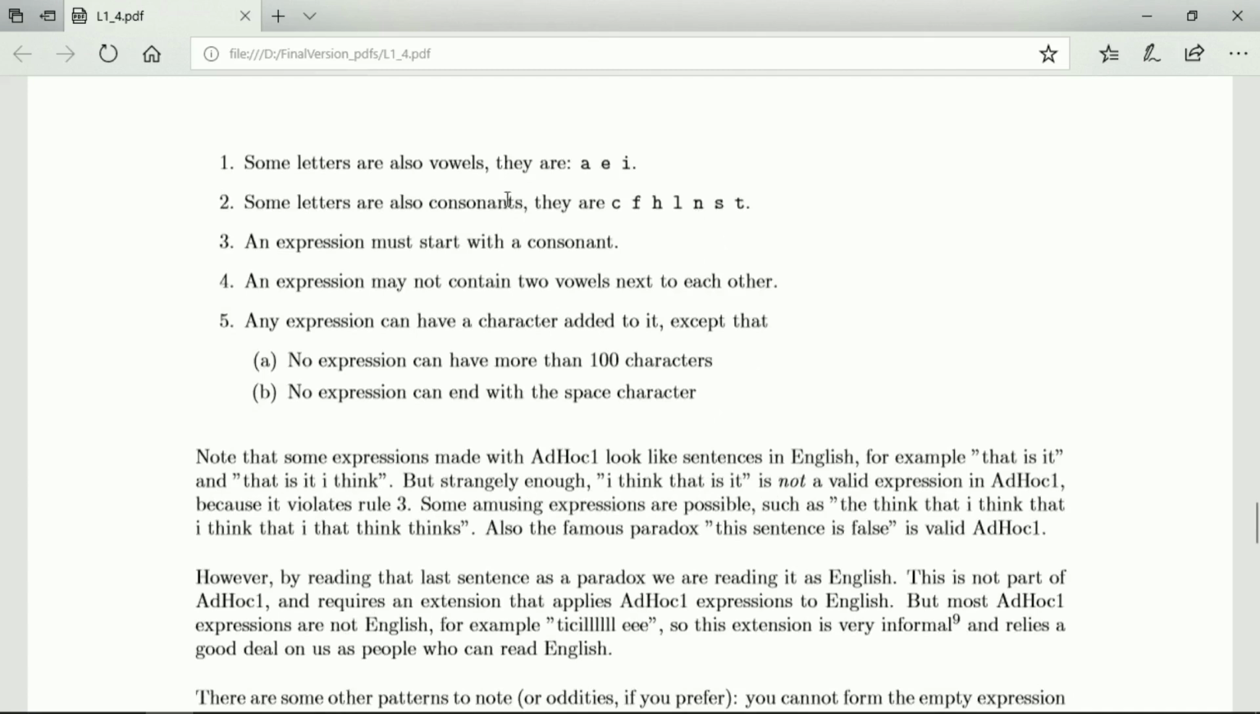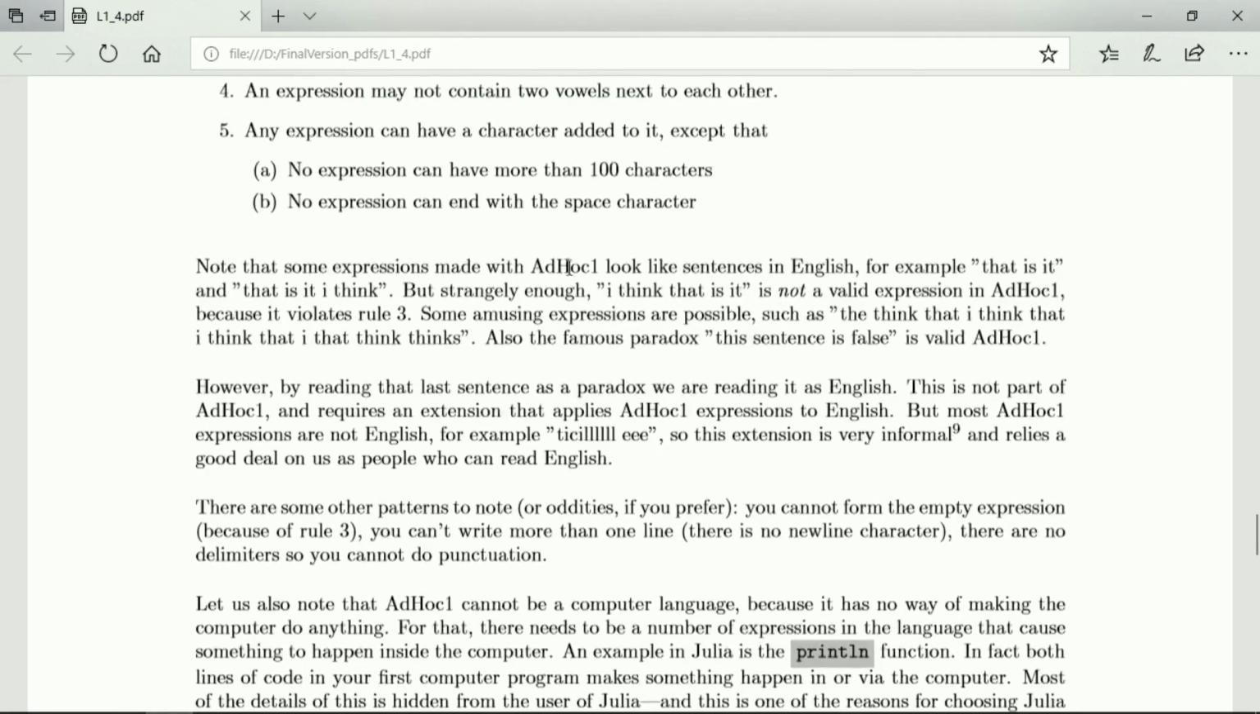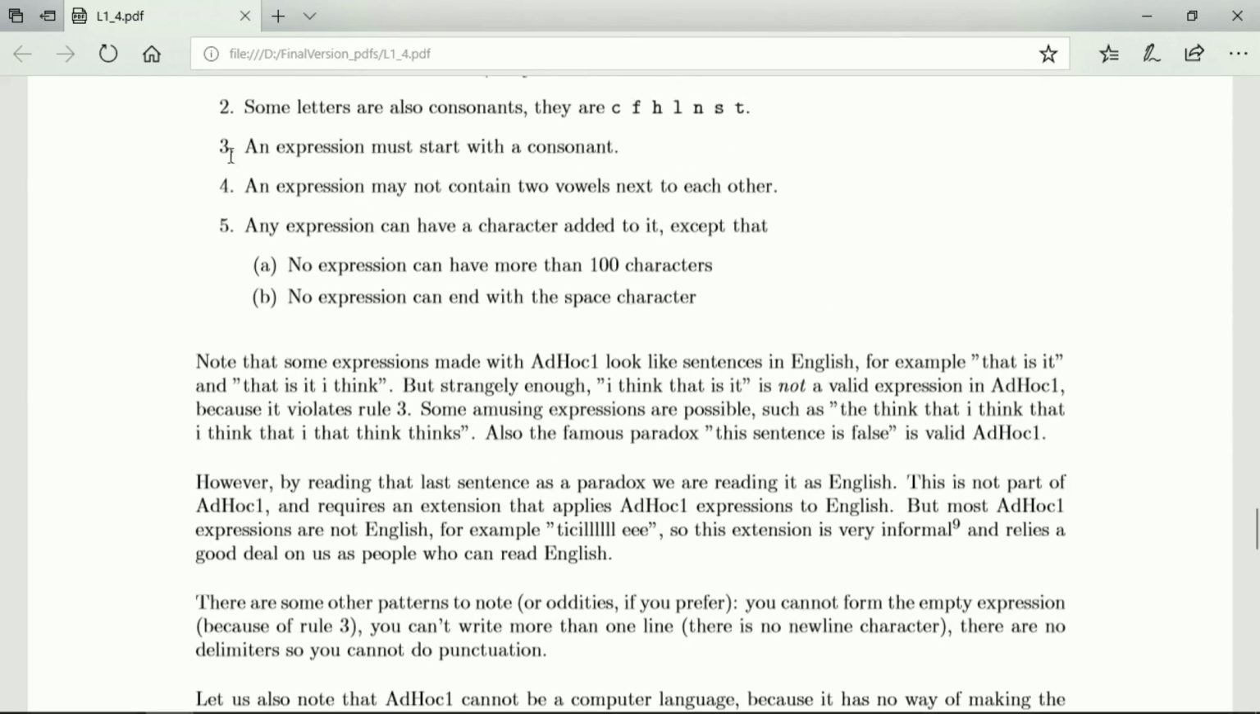So basically rules 1 and 2 specialize some of the letters. Rule 3 is about the start. Rule 4 excludes adding vowels next to vowels, and Rule 5 is about lengthening expressions and what happens at the end of an expression. Ad hoc can produce sentences like "that is it" and "that is it, I think." Curiously enough, it can't allow "I think that is it" because it violates Rule 3.